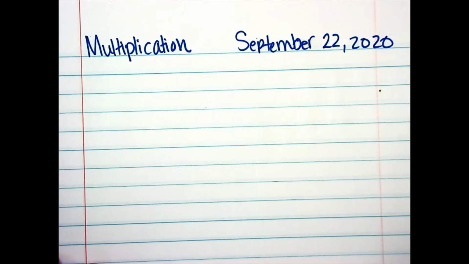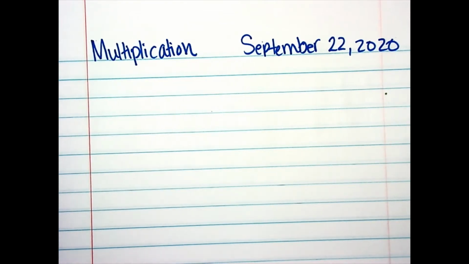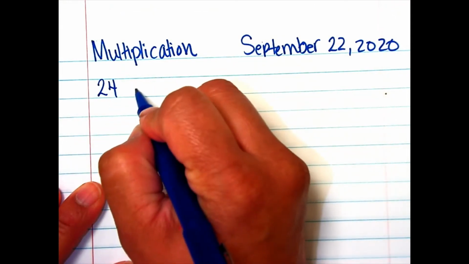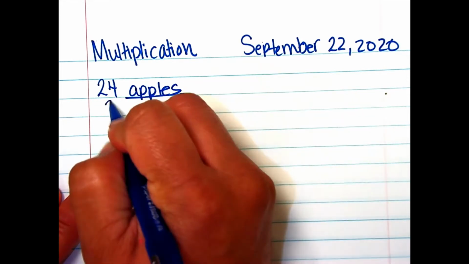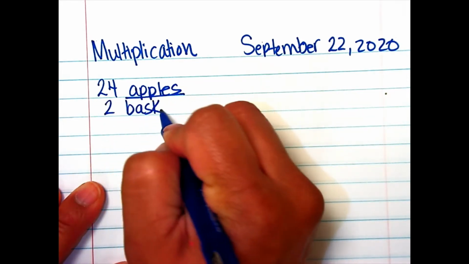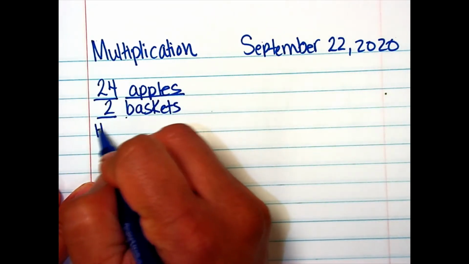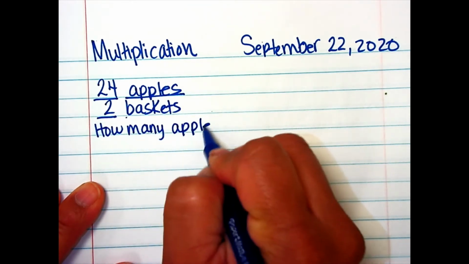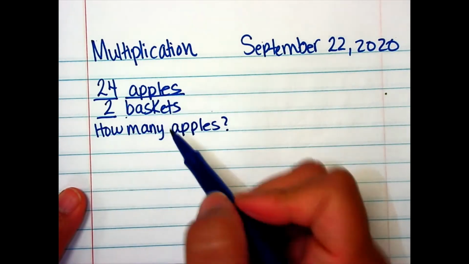So today is day 2 of multiplication, and we are going to be building using base 10 blocks and then sketching them. All right, so our first problem we are going to work with is, and another goal is for us to make our own word problems. So we have 24 apples, and let's say we have 2 baskets. 24 apples, 2 baskets, and we are solving for how many apples? So our word problem then has to be using that.